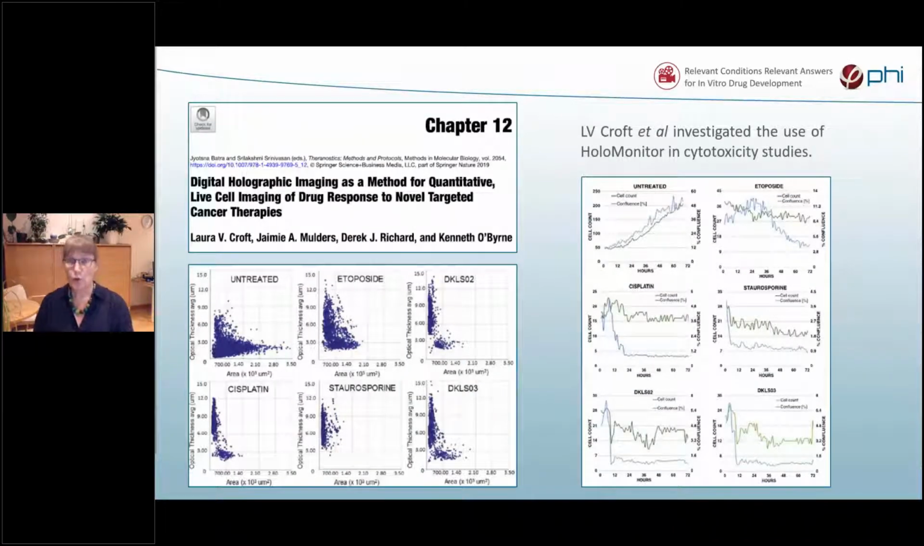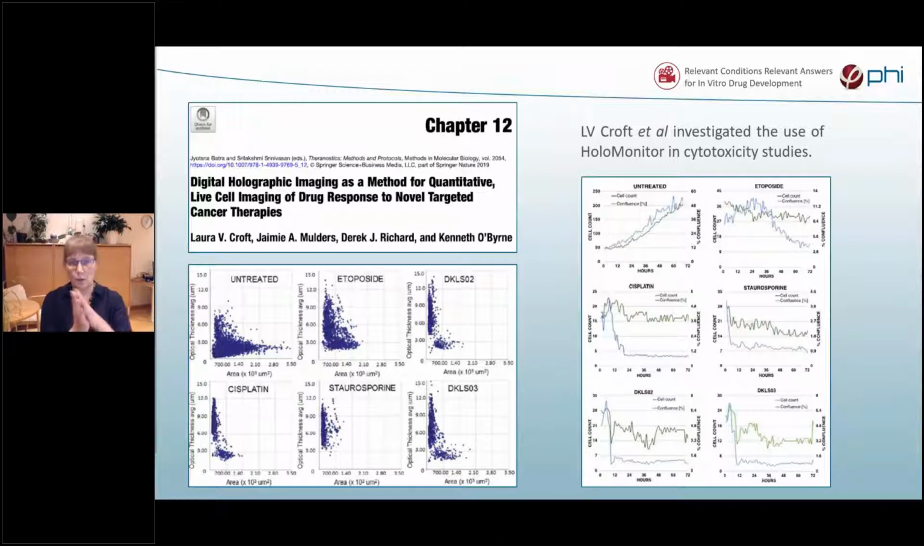Just as an example, I will show you how Dr. Croft and her colleagues investigated the use of the HoloMonitor in cytotoxicity studies. They used 5 different cancer drugs, 2 unknown and 3 well-known, to treat HeLa cells. So the graphs to the right show number and confluence over time, while the graphs to the left show cell thickness versus area. So Croft and colleagues started with cell count and confluence. That's the graphs to the right.